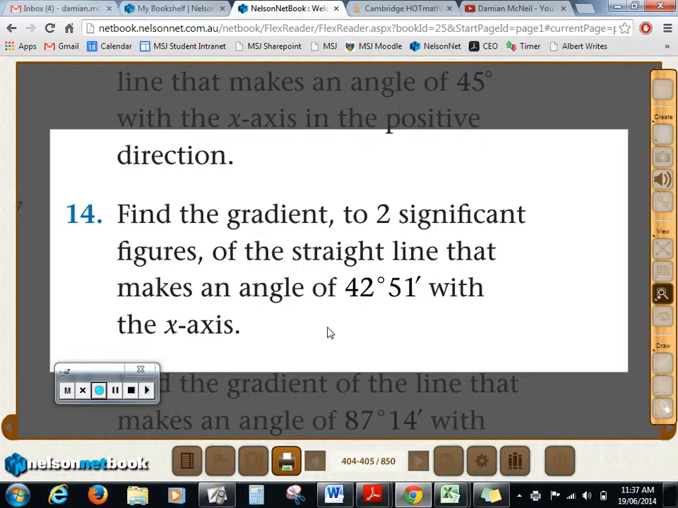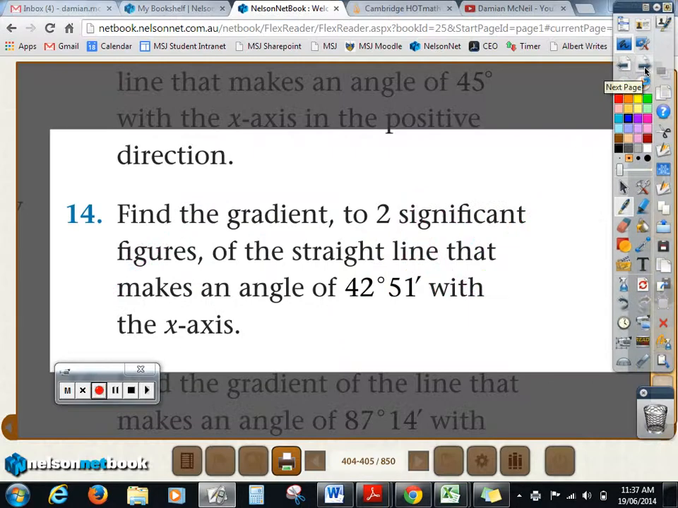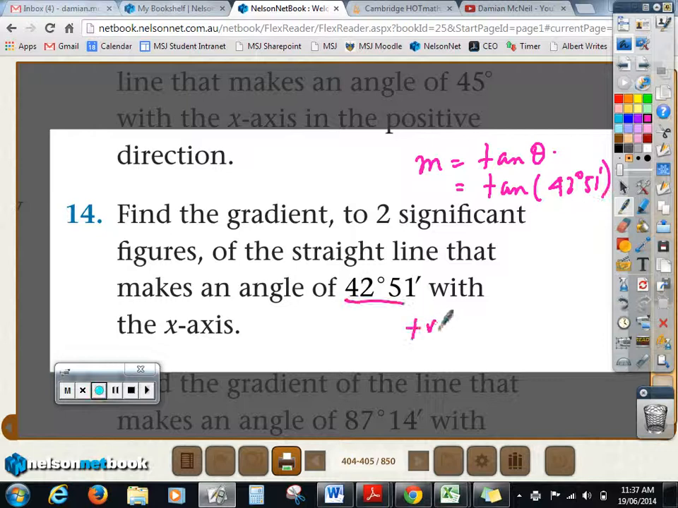For the gradient of a line, we have to calculate the gradient. We've got the angle here. So we know that, don't forget to write that the gradient is equal to tan theta. So it would be tan of 42 degrees 51 minutes. Since it's an acute angle, we're expecting a positive gradient. Now I want you to complete 7.3, the gradient. Thank you.